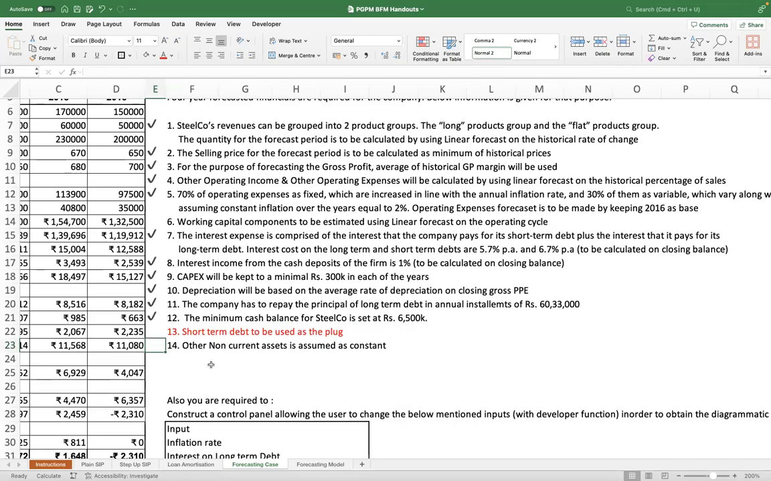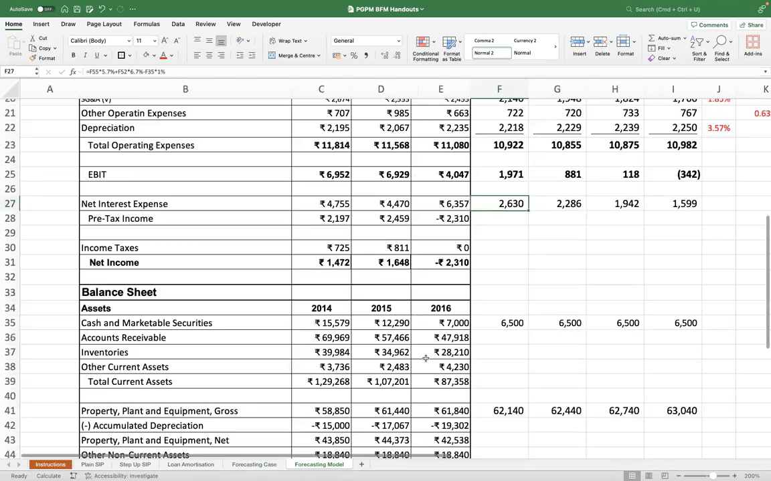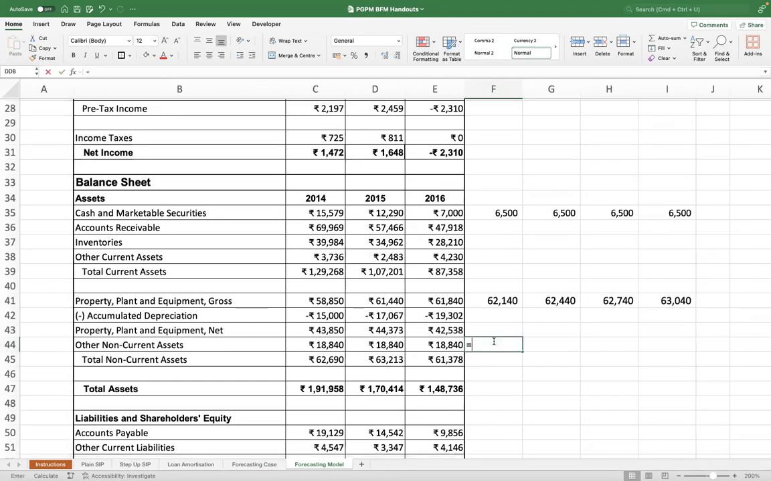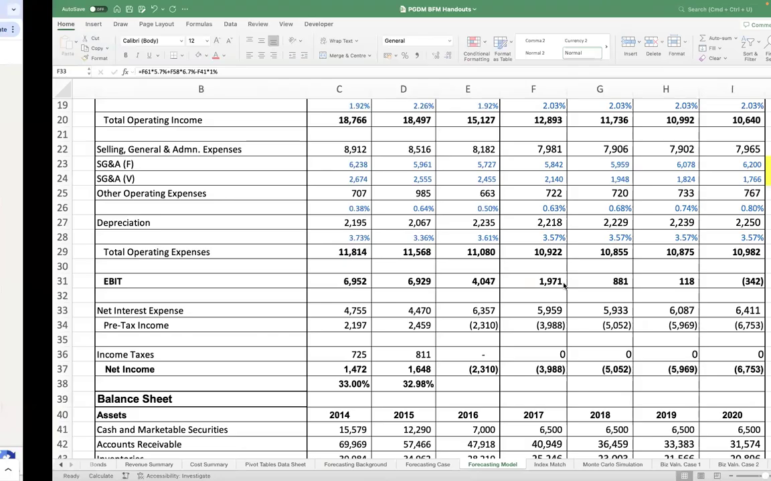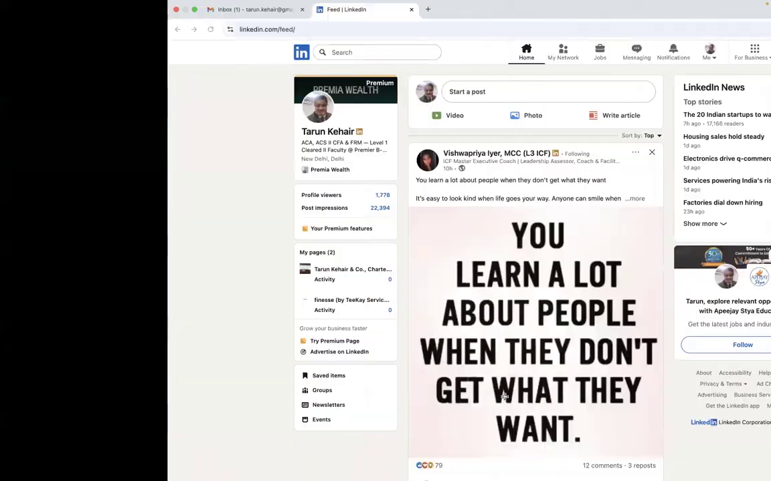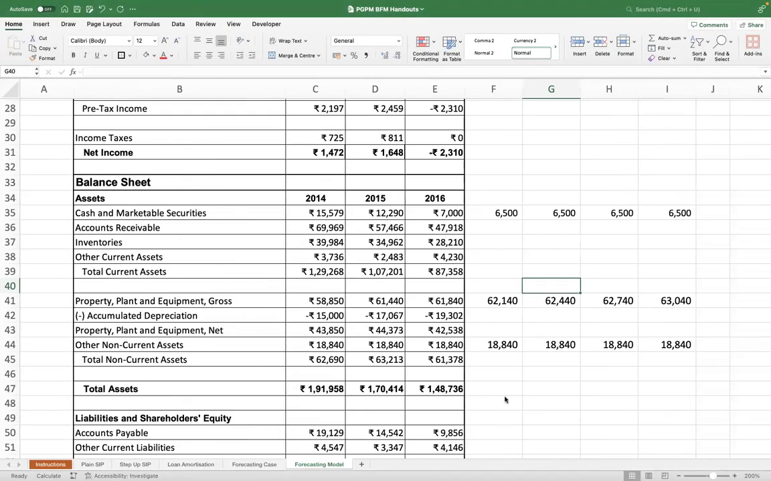Point number 14. What is given? Other non-current assets is assumed to be constant. So what you will do in the other non-current assets, this one, just take equal to this number and drag it. So other non-current assets will remain at 18,840. Right?